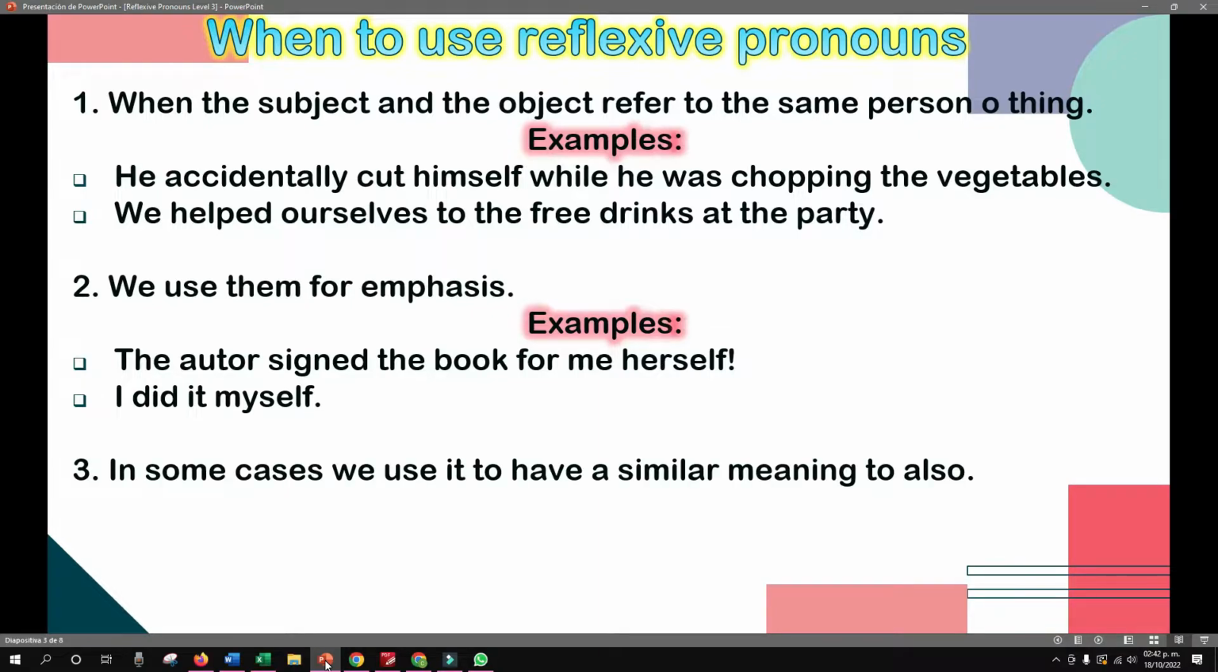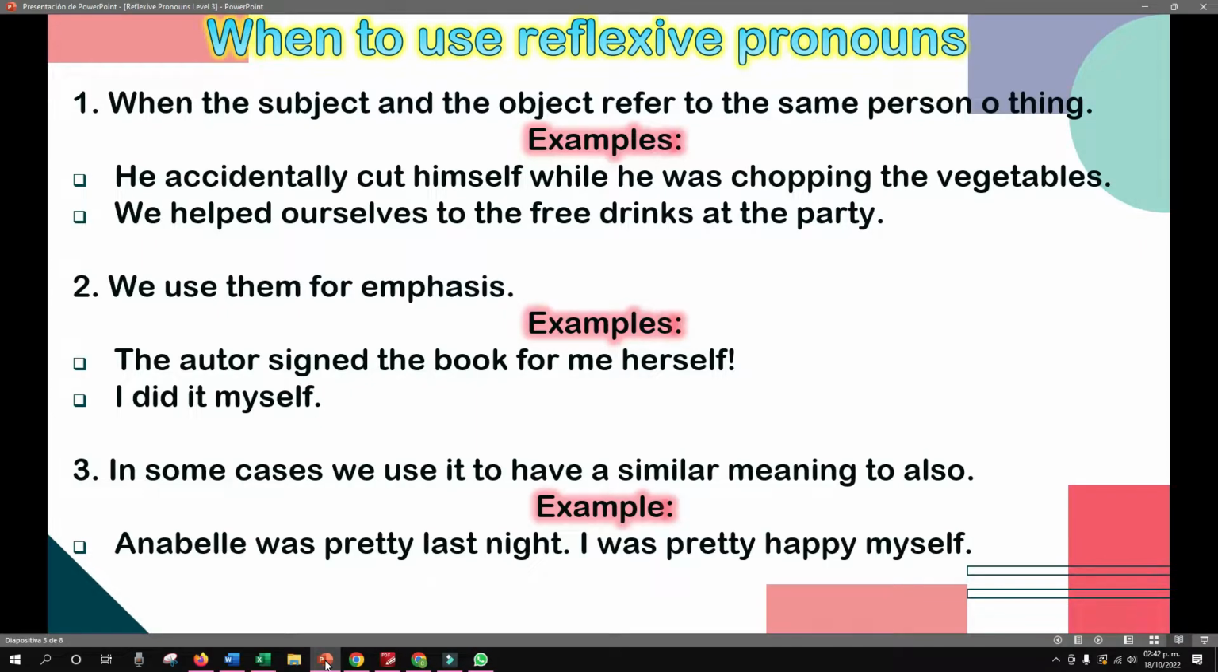In some cases, we use it to have a similar meaning to also. For example, Annabelle was pretty happy last night. I was pretty happy myself, right? That is like you want to have the same meaning as also. Quieren tener el mismo significado de also. Ustedes pueden utilizar también el pronombre.